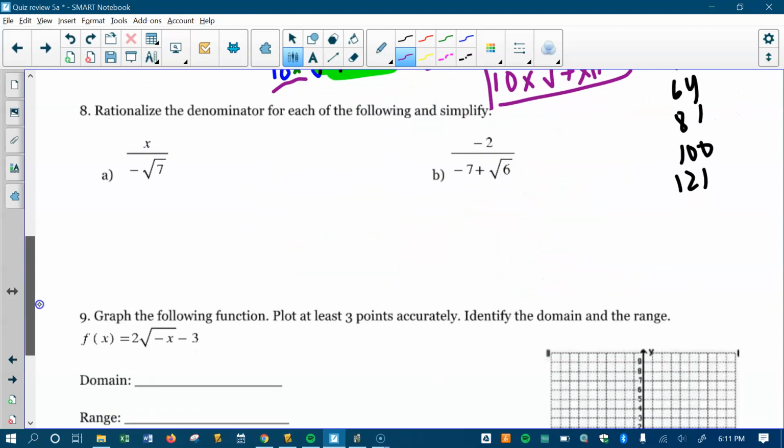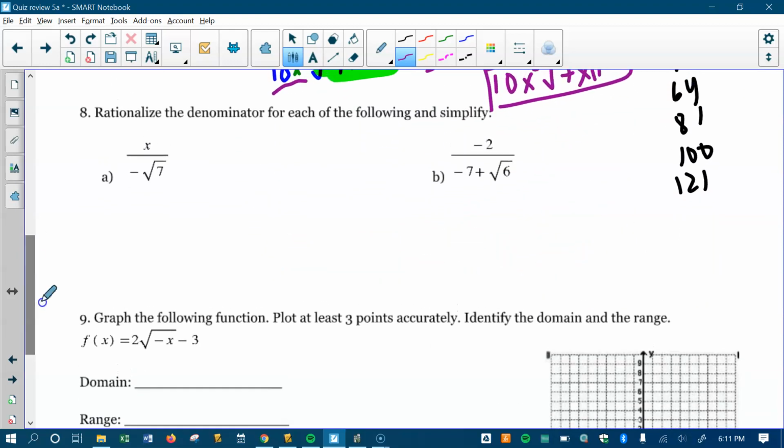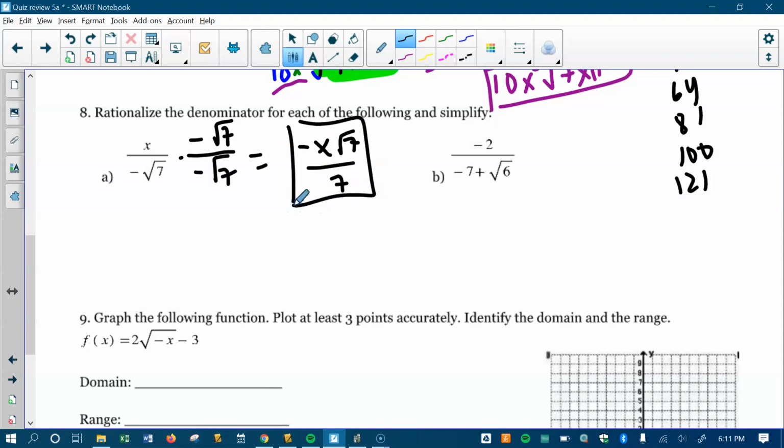Tough problem, but thankfully we have our conjugates to help us. All right, multiply by root 7, top and bottom. If you want, you can multiply by negative root 7, top and bottom; either one would be fine. And we get negative x root 7 over root 7 times root 7, which is going to be positive 7. Negative and negative make a positive, so we just move the negative on top.